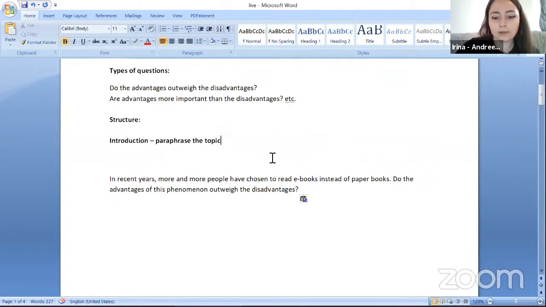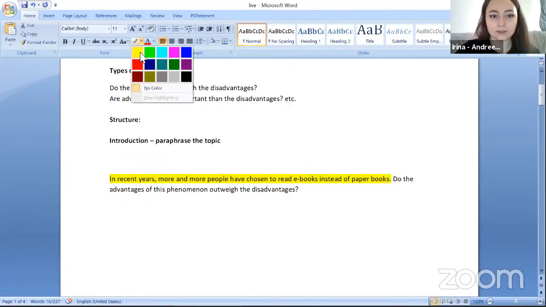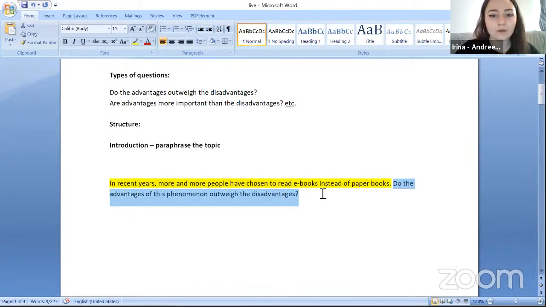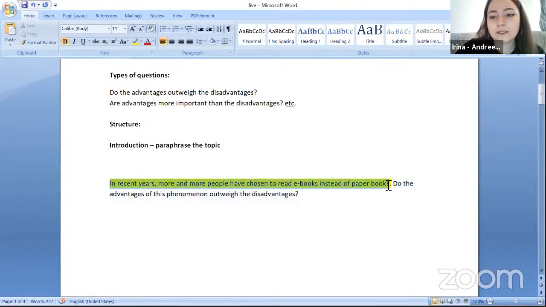What is the essay topic basically that we paraphrase? That many people have chosen to read ebooks instead of paper books. Okay, great. So this is the topic, and this is the question. So what is paraphrasing? How can we define it? To say the same thing but with other words. Yeah, with different words. Okay, so let's try to paraphrase this together.